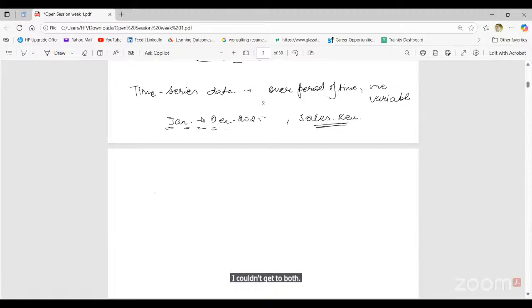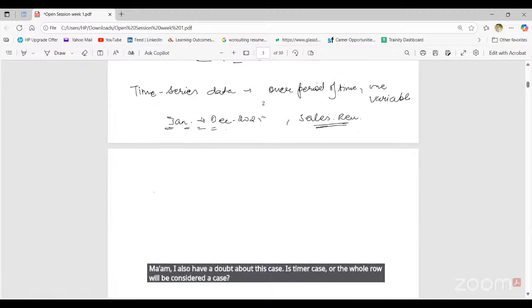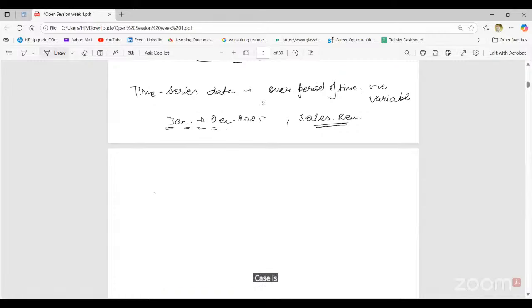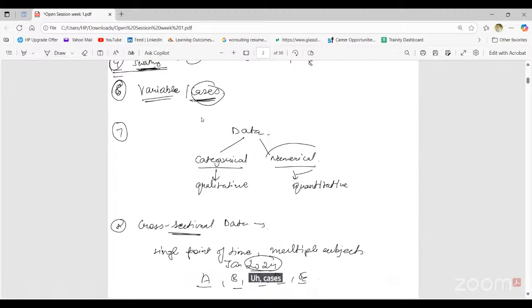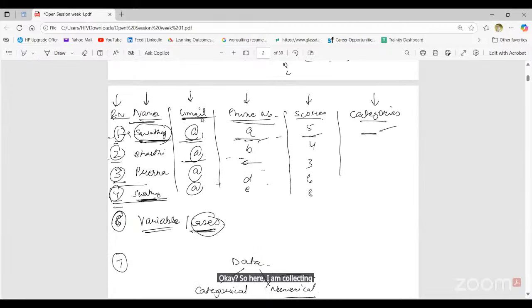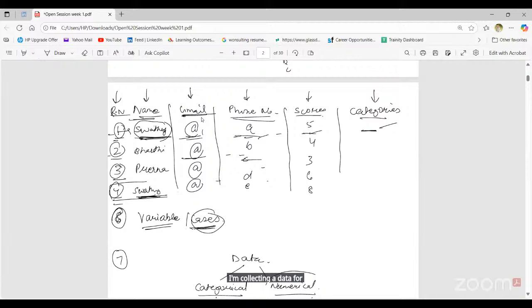Ma'am, I also have a doubt about this case. Is time a case, or will the whole row be considered a case? A case is basically a unit for which you are collecting data. Here I am collecting data for roll number 1, roll number 2, roll number 3, roll number 4. So roll number will be a case, not the whole row. Another case is a unique thing which identifies a record.